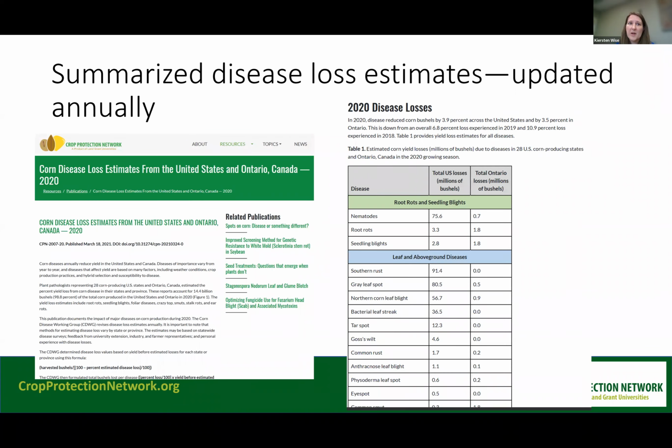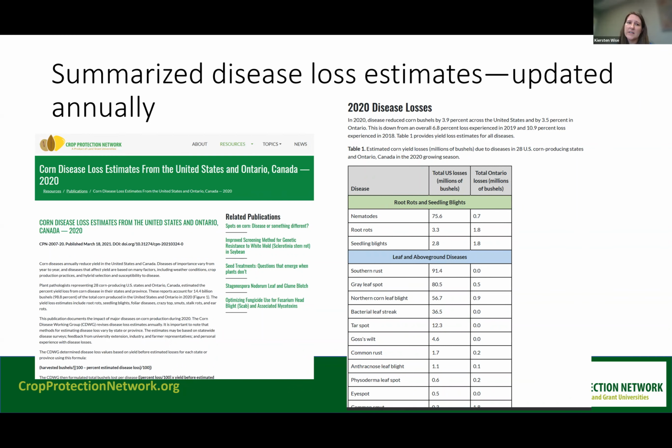Now, I talked a lot about how we can visually show a lot of that impact, but if you're also just looking for the traditional type of publication, we have that available. We summarize a write-up in a couple of pages, 2 to 3 pages, of what these losses were every year, and that's available on our website as well.